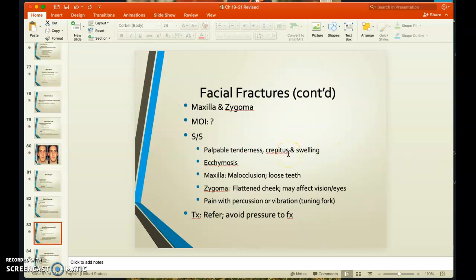Other facial fractures, anytime we have swelling, anytime we have tenderness or crepitus within the jaw or a flattened cheek, just refer. Facial fractures, very common. Anytime you have crepitus, swelling, or pain to the face, it's more than likely going to be a facial fracture. So always CYA.